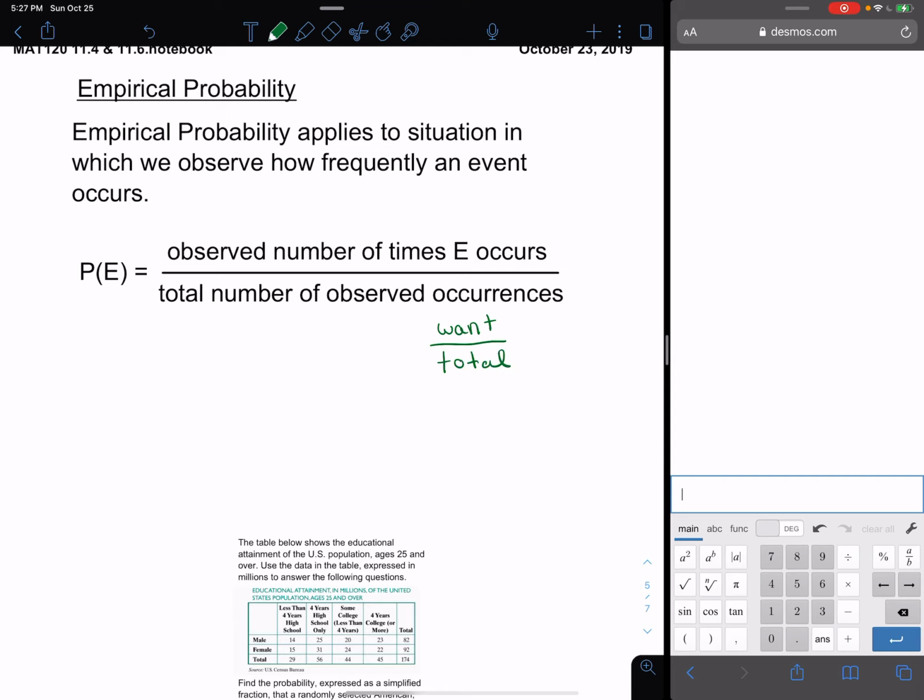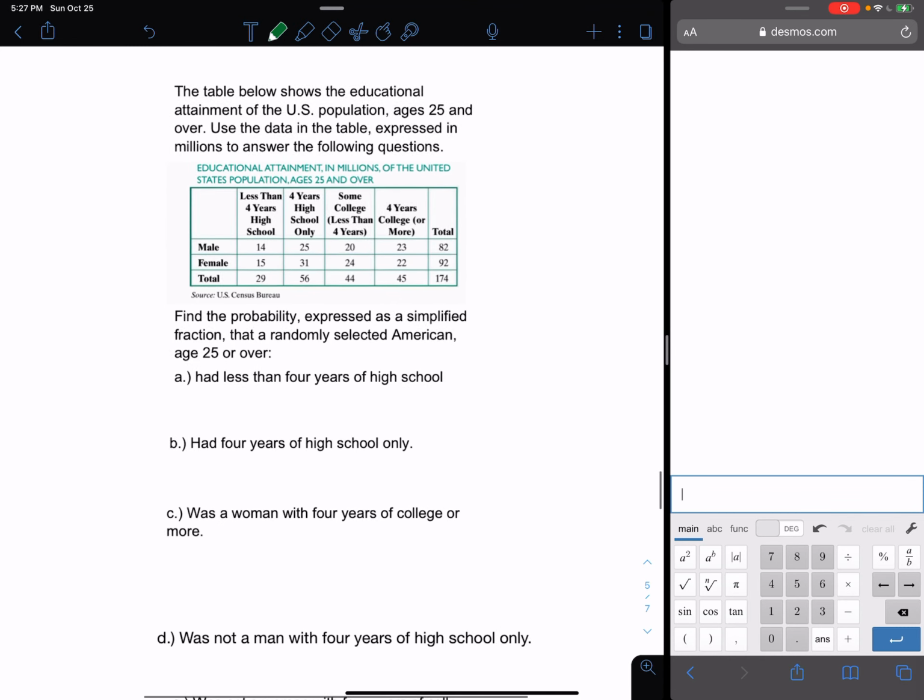The only difference between empirical and theoretical probabilities is that in theoretical, we're thinking about what should happen, and in empirical probability, we've actually done an experiment, or we've collected data, and we're finding the probability based on what actually happened. So let's look at this example.